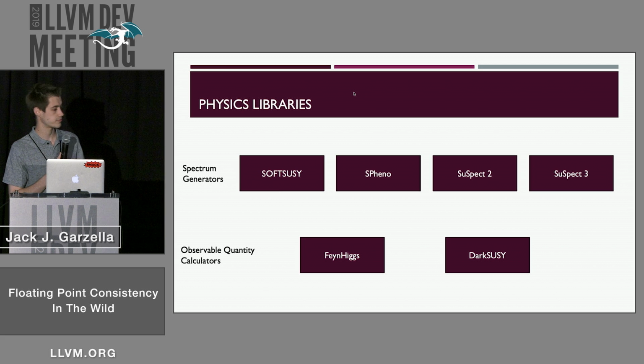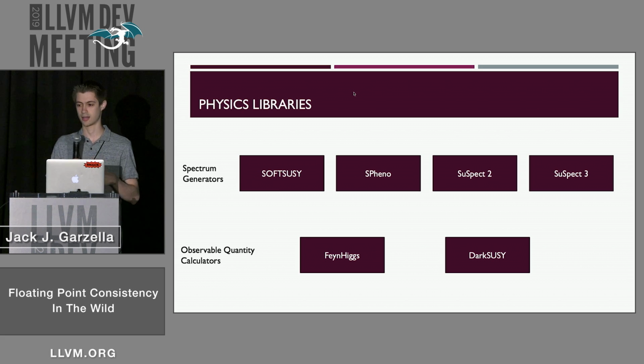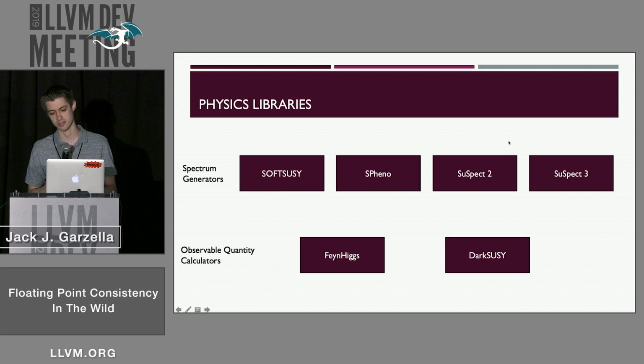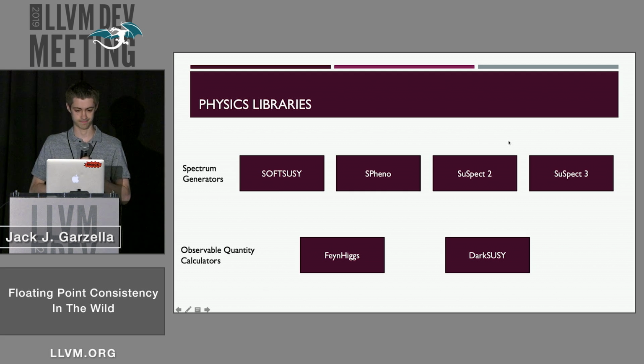Here I have about 6 libraries. They're used in the wild by physicists. They're all written in C++ or Fortran. If you notice, I have 2 that are technically the same library. Suspect 3 is a complete rewrite of Suspect 2. One is in Fortran, the other one's in C++. Fortran will come up again. A lot of this high-performance code is just written in Fortran.